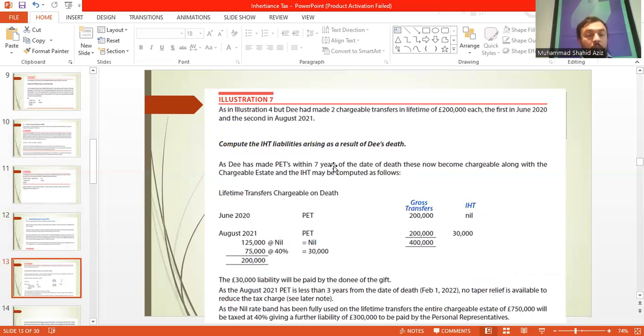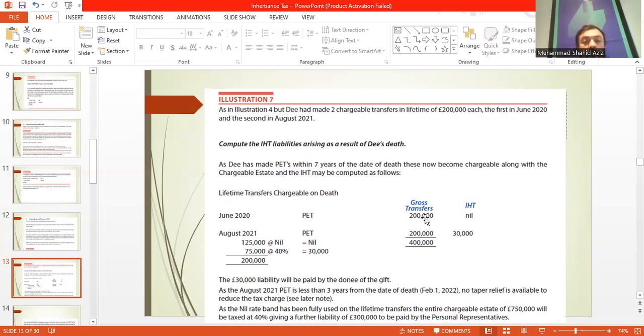As an illustration 4, D had made two chargeable transfers in lifetime, of 200,000 in June 2020 and 300,000 in August 2021. We know that D died later, in February 2022. So here, if we see now, the lifetime transfer charge on death. As D has made PETs within 7 years of the date of death, these now become chargeable, along with the chargeable estate, and inheritance tax may be computed as follows.